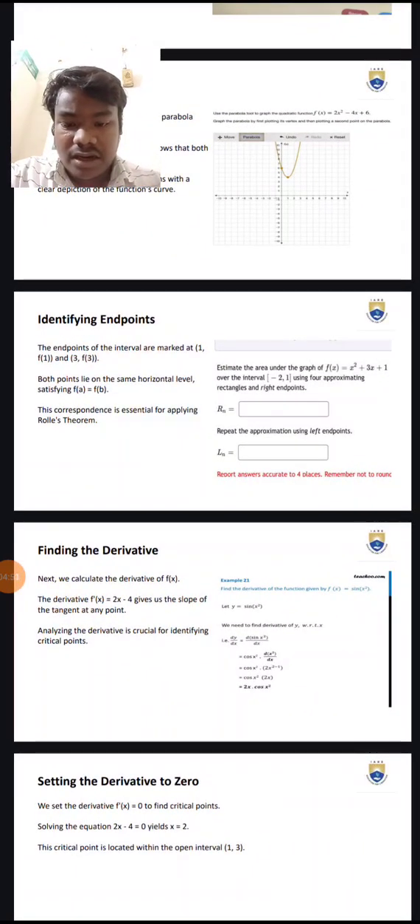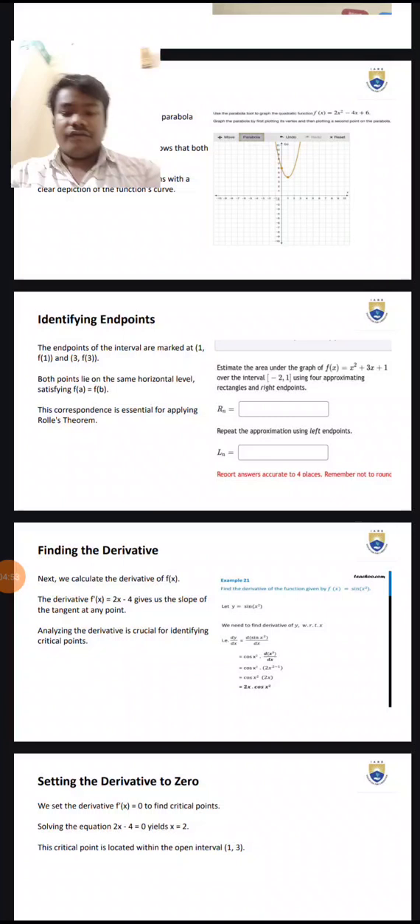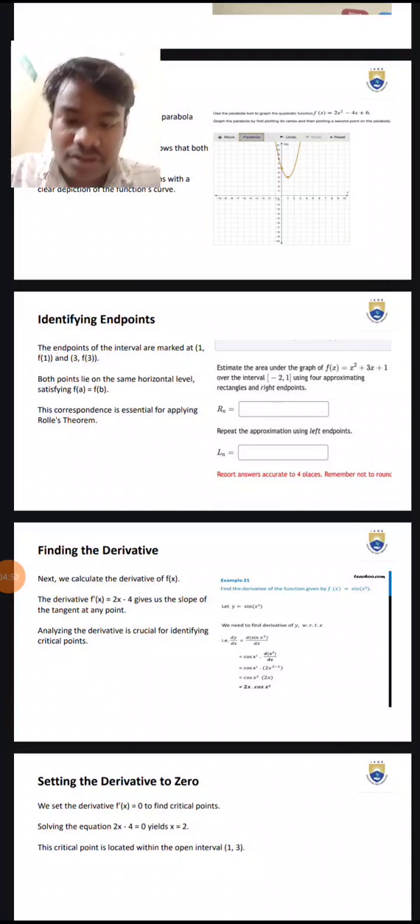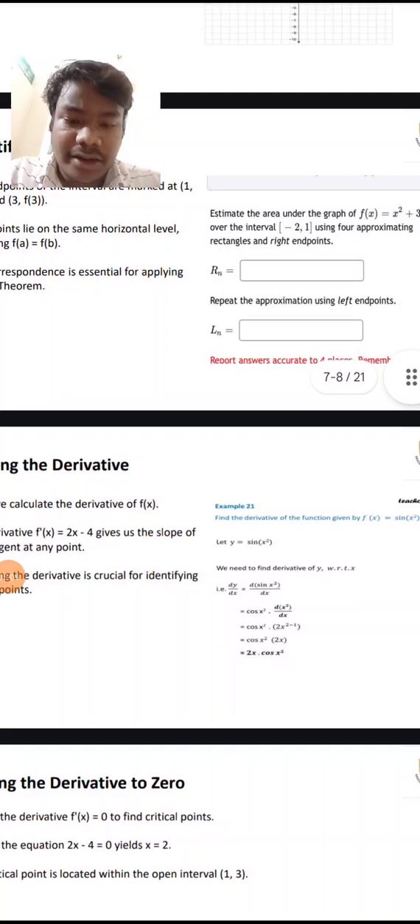Next, we calculate the derivative of f of x. The derivative f dash of x equals 2x minus 4 gives us the slope of the tangent at any point. Analyzing the derivative is crucial for identifying critical points.